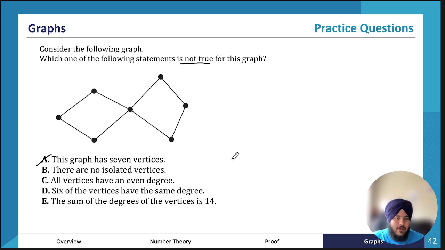There are no isolated vertices. That is actually true. Remember, isolated vertices are vertices that are not connected to any other vertices by edges. As the name suggests, they're basically isolated, and we have none of them here.